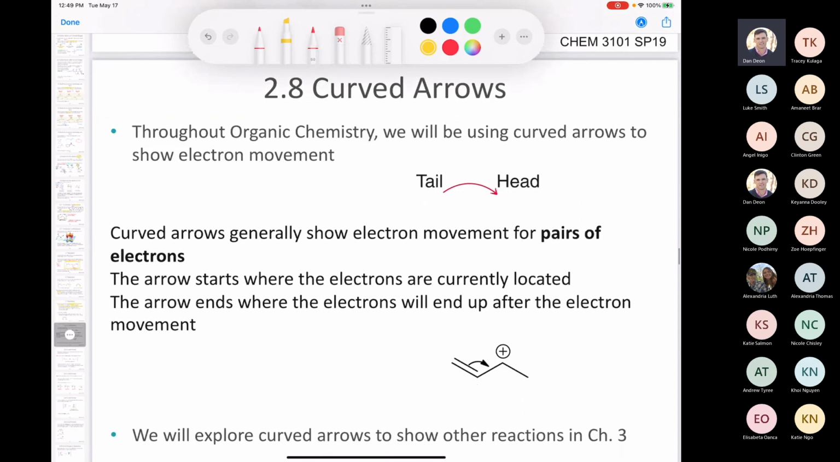Well, that covers an introduction to resonance. And so what I would recommend doing before our next meeting is reading the rest of the chapter and trying as many practice problems from chapter 2 as you possibly can, because next class, we're going to begin the topic of curved arrows, by which we can actually represent the flow of electrons to go from one resonance structure to another.